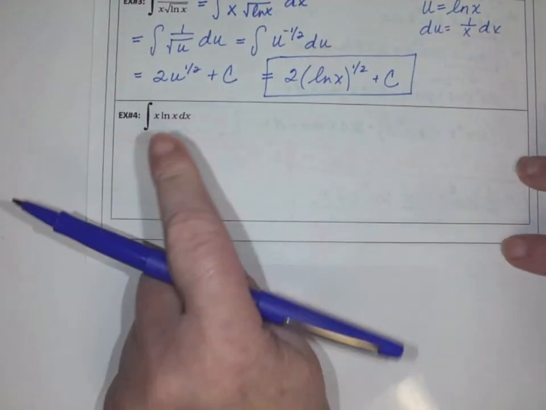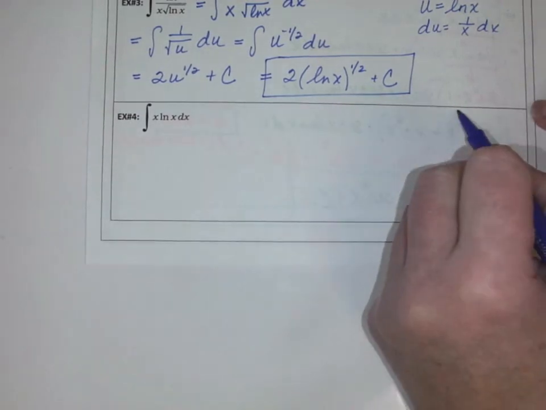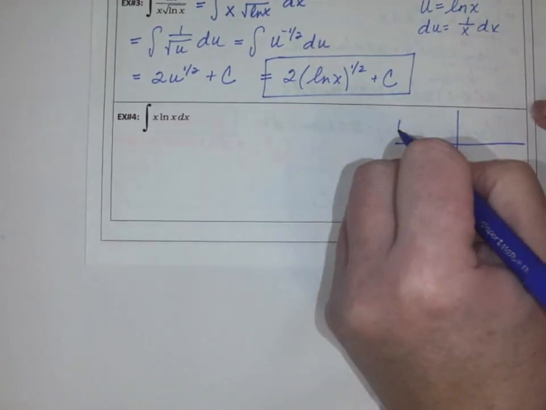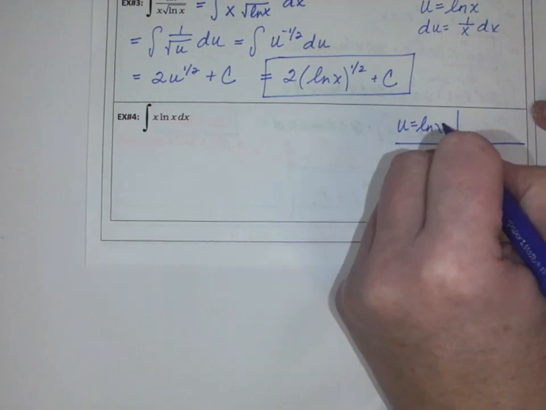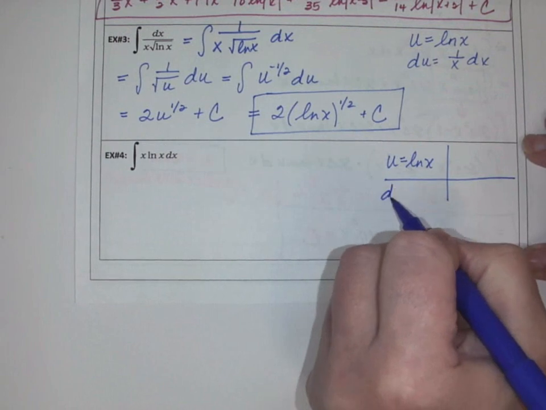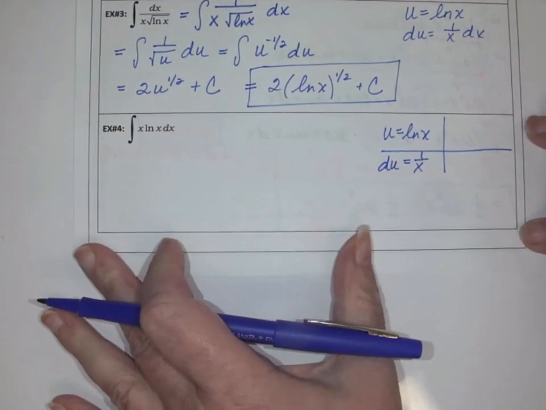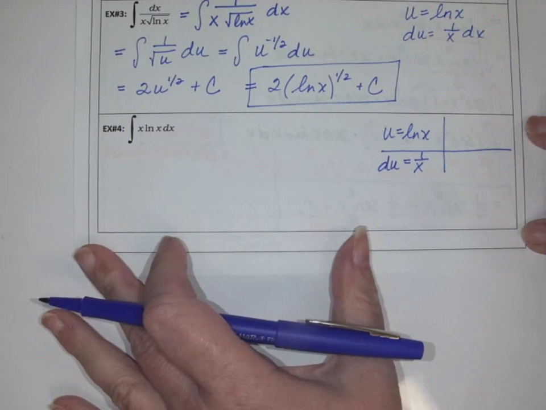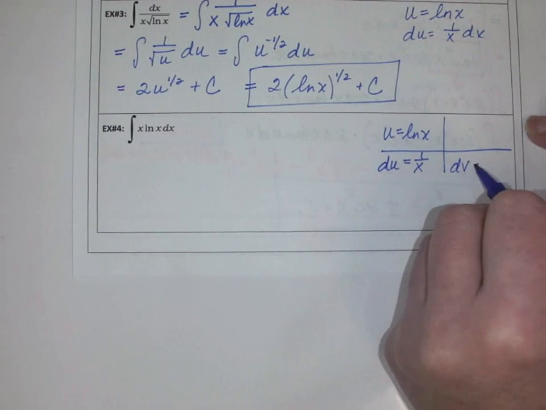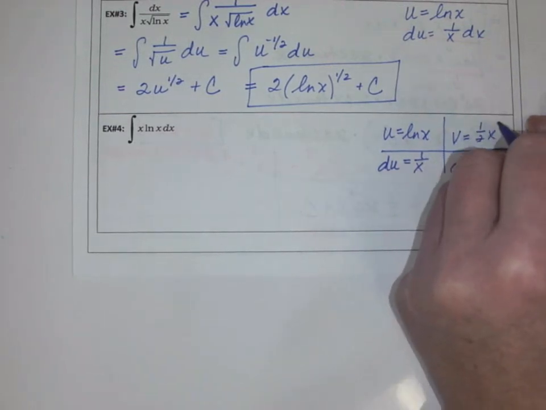All right, on our next one, we do not have a 1 over x, so this one has to be done by parts. Now, the good thing about natural logs is u is always the natural log of x, both in u substitution and in integration by parts. So we always have a u equals natural log of x and a du equals 1 over x. That leaves for my dv an x, so v is 1/2 x squared.